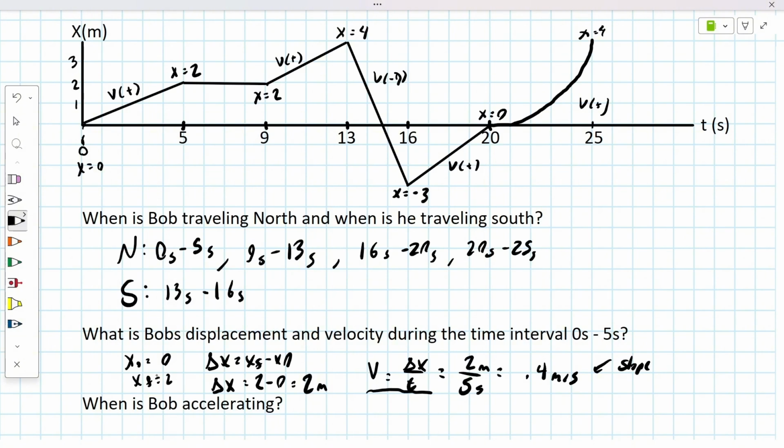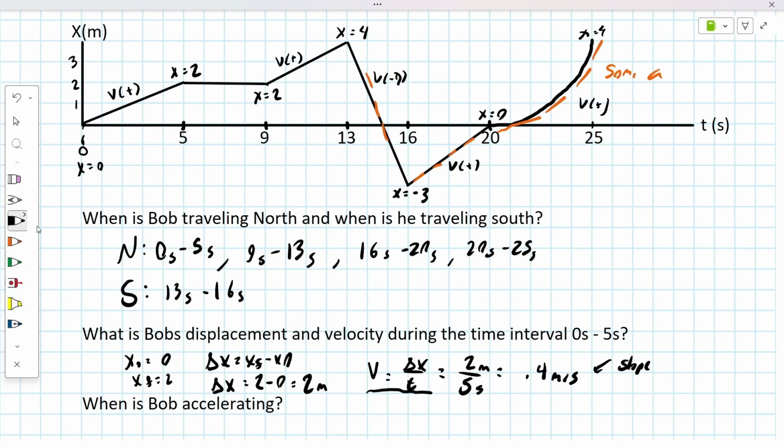Alright, so now it's asking, when is Bob accelerating? If we look at most of these lines here, this slope is constant on all these parts, which means there's no acceleration. But this portion right here, the slope is changing. Down here the slope is like this, and then it goes like this, and it gets steeper, which means there must be some acceleration during this portion. But everywhere else, the slope is constant along all these lines, right? Doesn't matter, the slope is constant. So during this time interval, and this time interval only, there will be some acceleration.